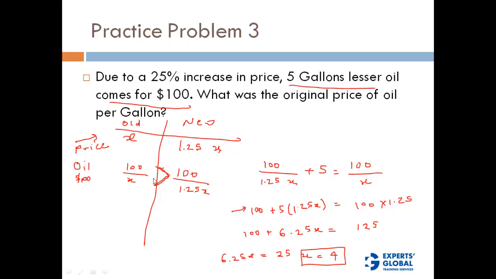So what was the original price of oil per gallon? It was $4. So the old price was $4. The new price would be an increase of 25%. So an increase of 25%, $4 will become $5, right?